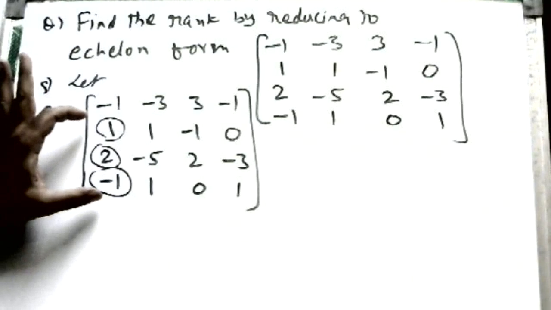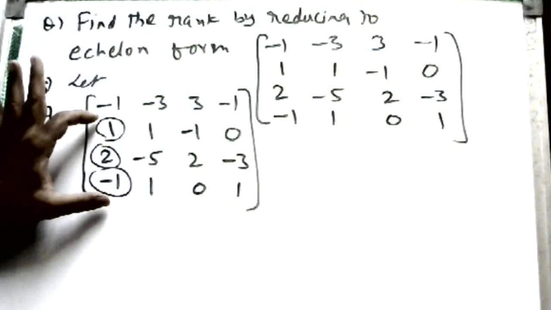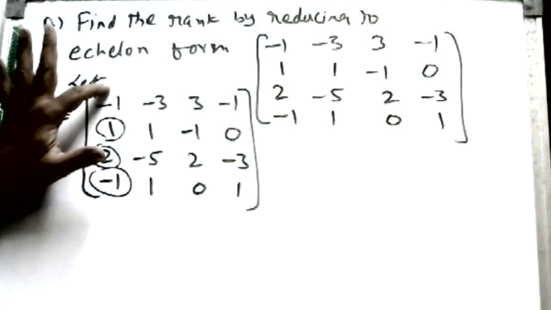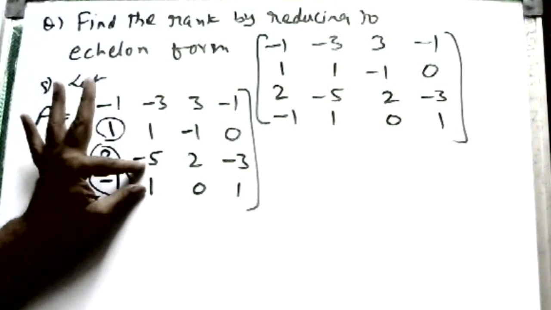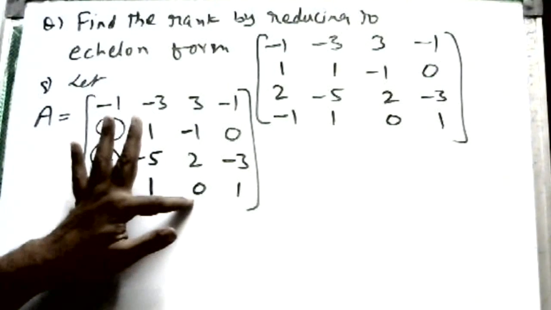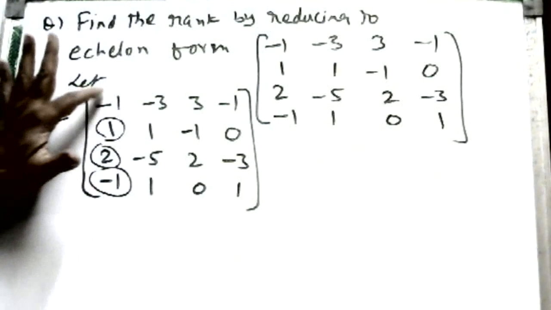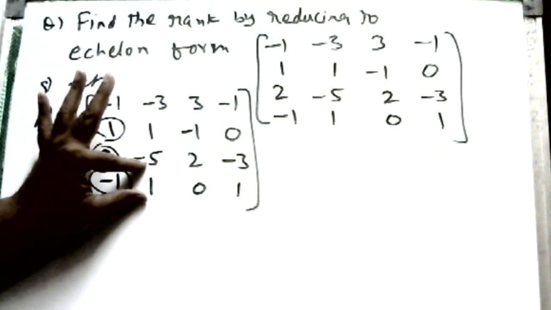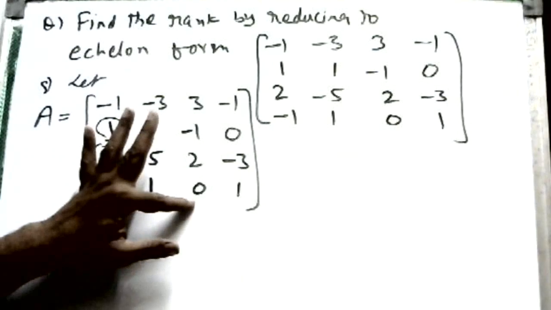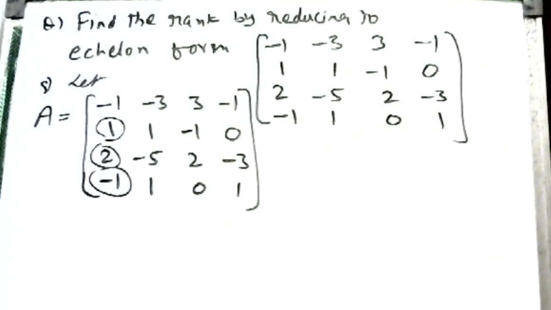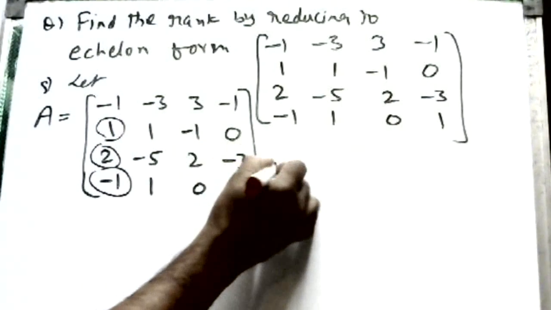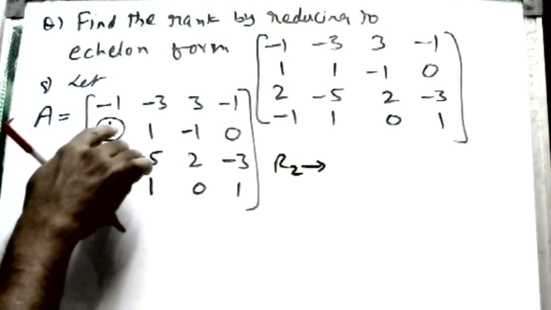The first step, we have to make these 3 zeros. Remember this one. When we are making these 3 zeros, use R1. Then these 2 zeros, use R2. Then this 0, use R3. This is the method. First 3 zeros, use R1. Then these 2 zeros, use R2. And for this 0, use R3. This is the method. So let me start.